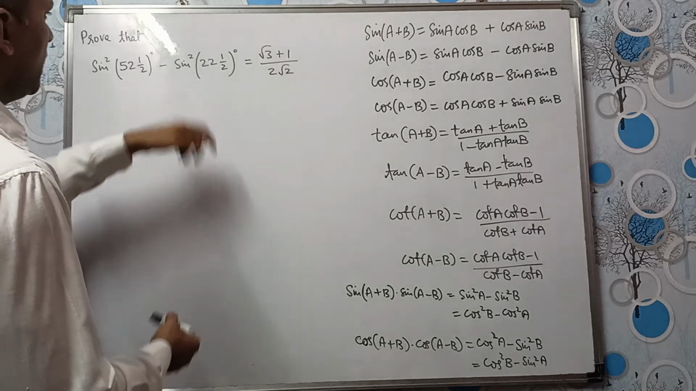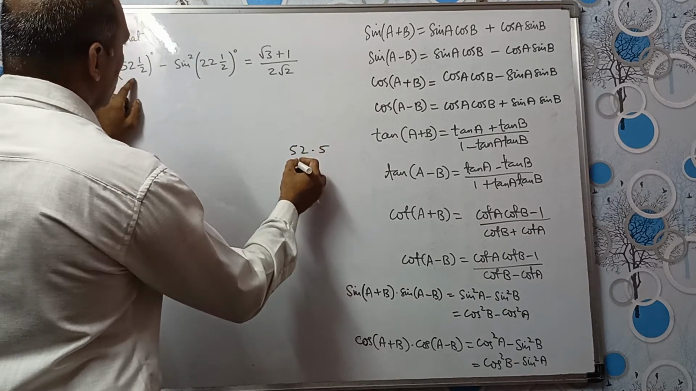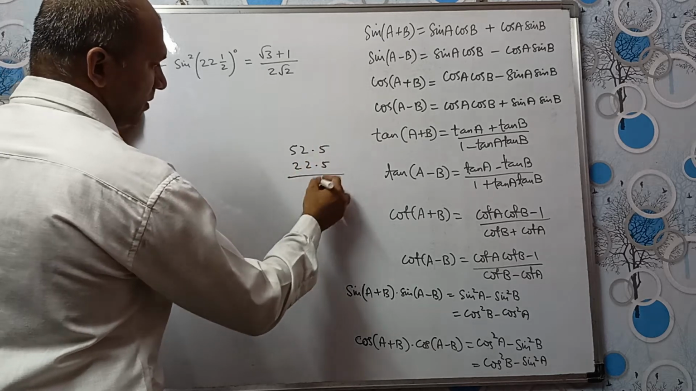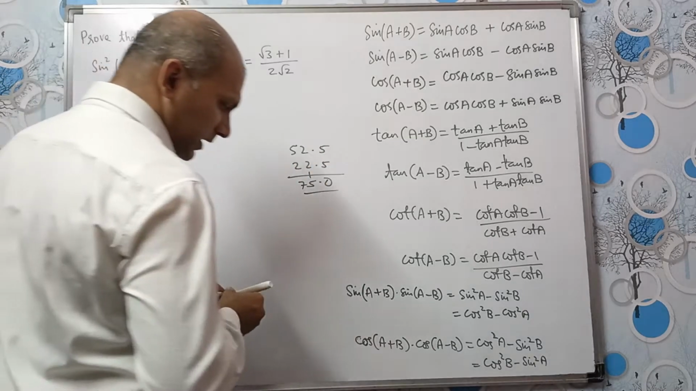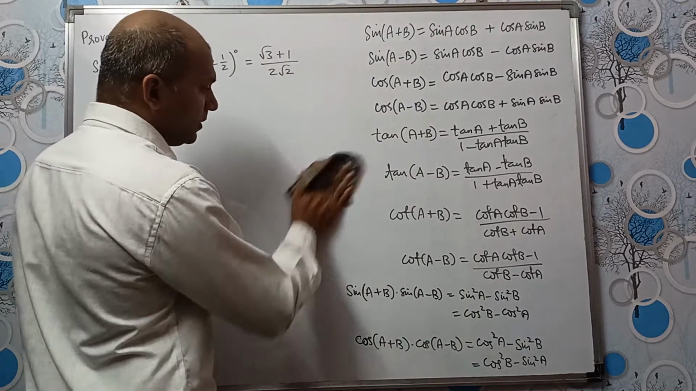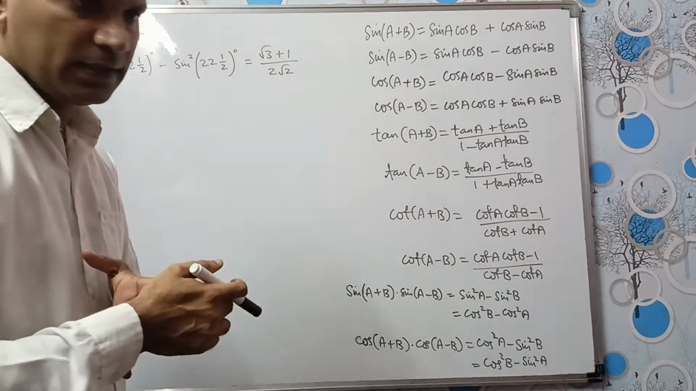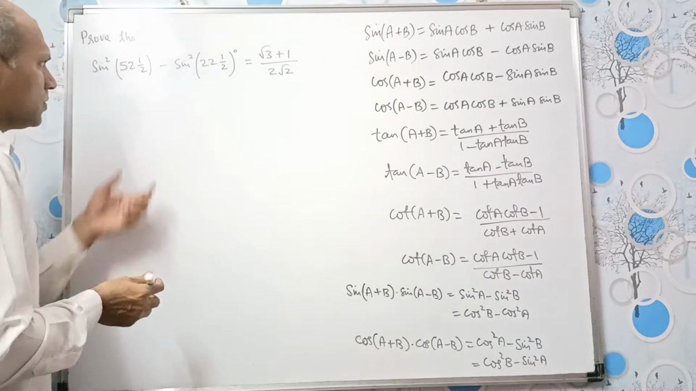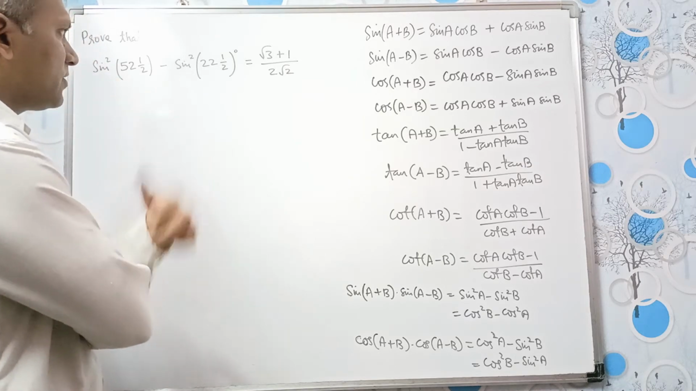Sorry, 52 and a half plus 22 and a half will be 75 degrees, right? I said 85 degrees. I'm extremely sorry. This will be 75 degrees. Yes, we know 75, right? So addition is giving us 75 and subtraction is giving us 30 degrees. So we need to write this as addition and subtraction.